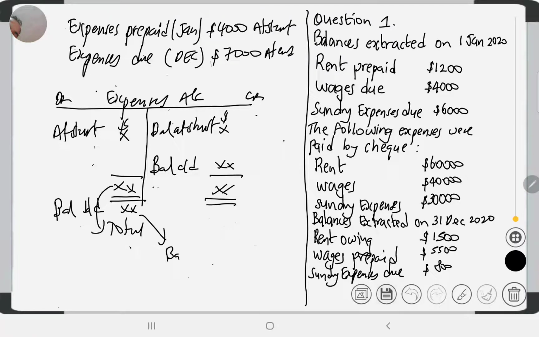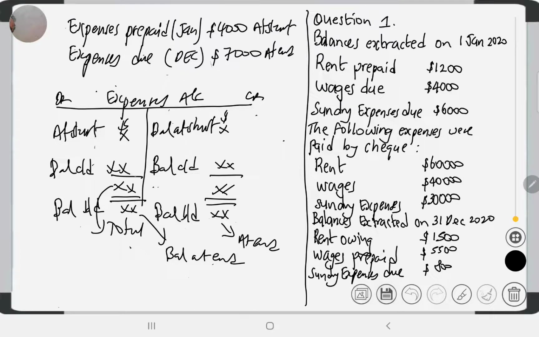This is balance at end, and in case if it is a liability, it will have a credit balance if it is at end, and then it will be followed by balance CD. The same thing you will have to copy again. So this is an example how to prepare an expenses account.